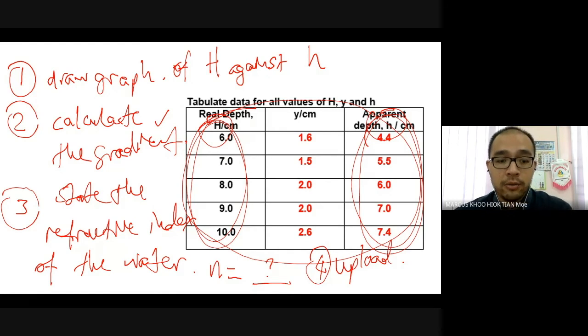Okay, and then reminder to Meryl and Joey. Remember, your graph must start from 0, 0. Okay, must always have an intercept at 0.